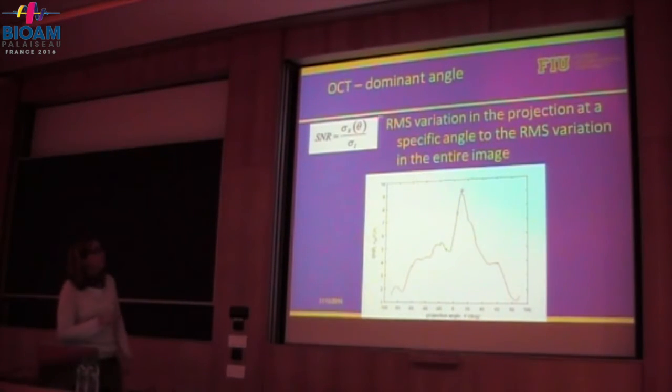The Radon transform gives you the projection angle results, which we then compute in terms of the standard deviation of the Radon transform normalized by the standard deviation of the image itself. And what this gives us is images like this that show a very clear peak, which is the dominant angle of this tissue.